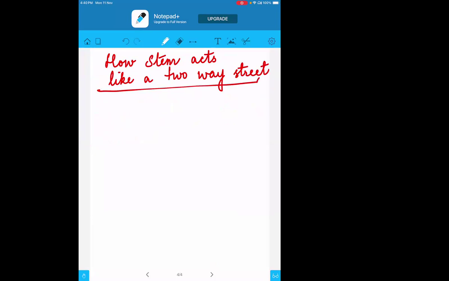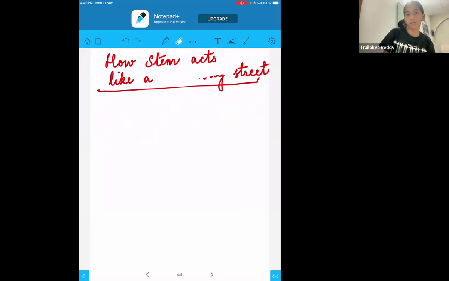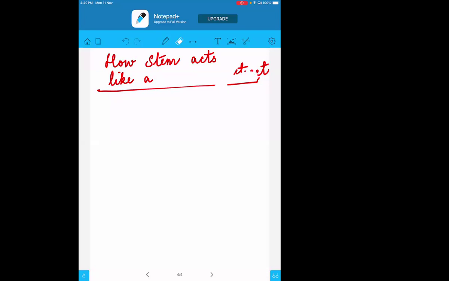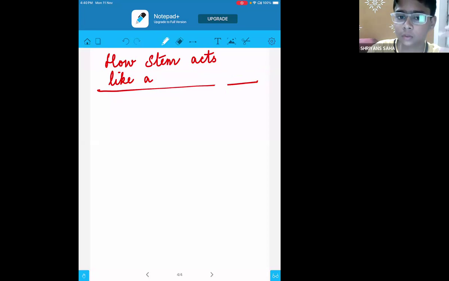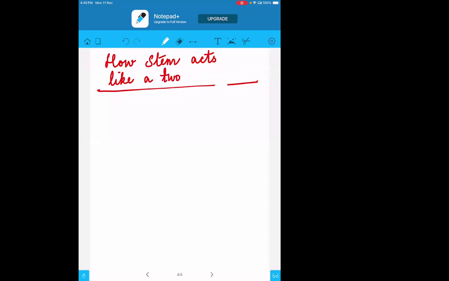What do you understand by street? Ma'am, road. Okay. Any other meaning, if you think of it, like path? Correct. So you are correct, it is road, it is path, and all, right? But how can we say that a stem is like a path, or like a street? How can we say this?